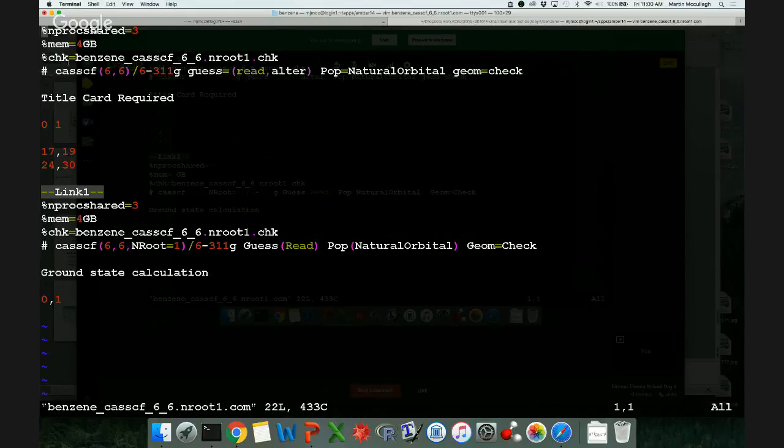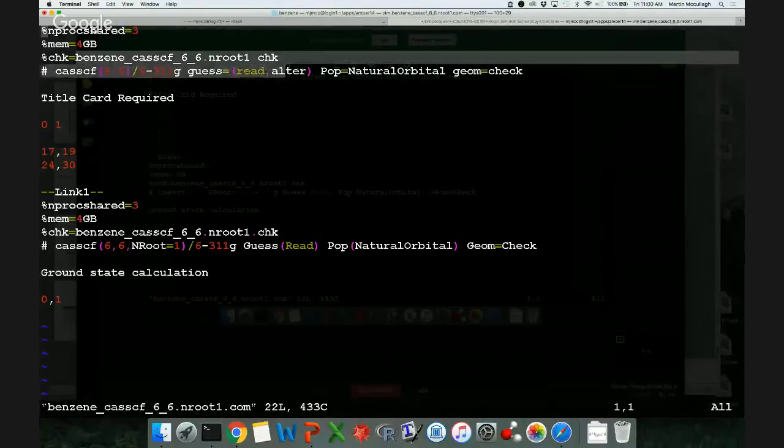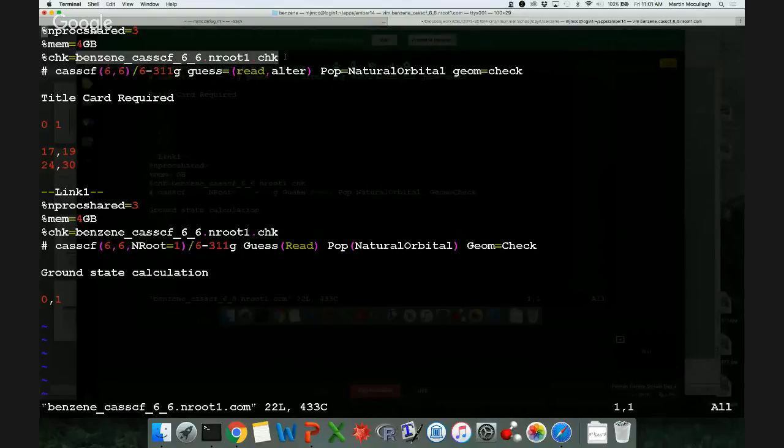But in this case, what we're doing is a CAS-SCF calculation in the first one. Guess is basically reading in our orbitals or wave function. So guess is just saying how we are going to guess what our initial orbitals look like. In this case, we're telling it to read from the checkpoint file. This is the checkpoint file, and I'll show you what we're going to do for that in a second. But we're going to read it and we're going to alter it. And that's what this job is going to do.